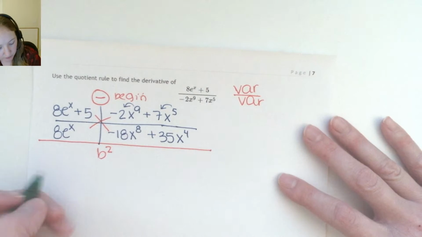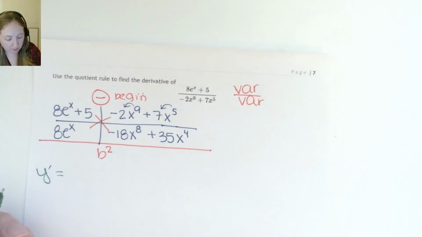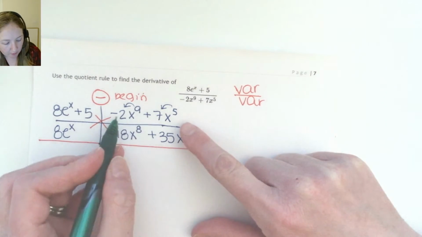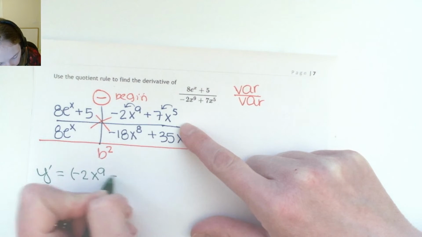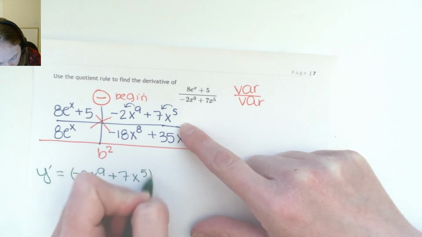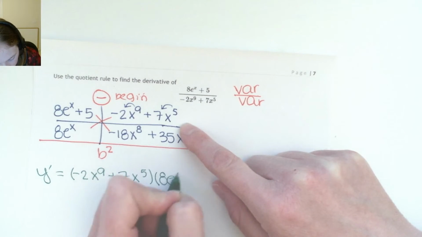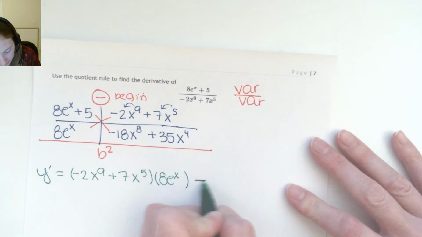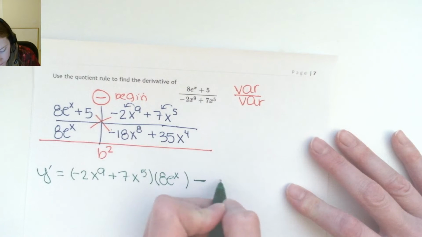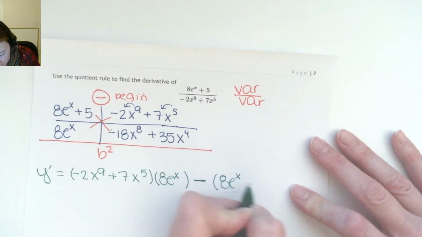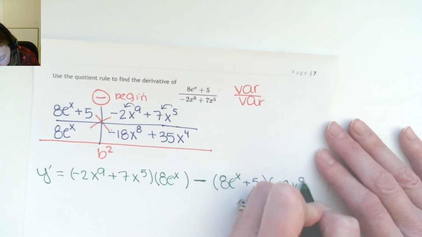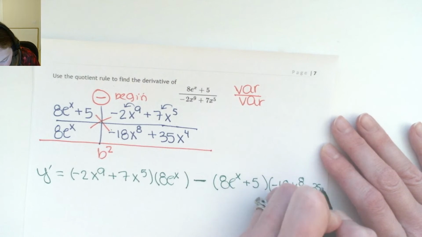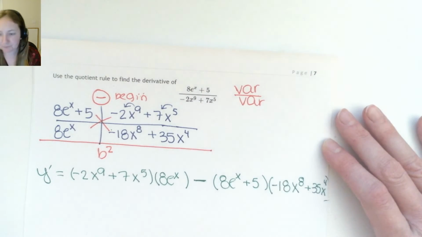So our quotient rule is going to look like, always putting parentheses here, our beginning function, the bottom function, negative 2x to the 9th plus 7x to the 5th times 8e to the x, and then minus this diagonal, which would be 8e to the x plus 5 times the negative 18x to the 8th plus 35x to the 4th.